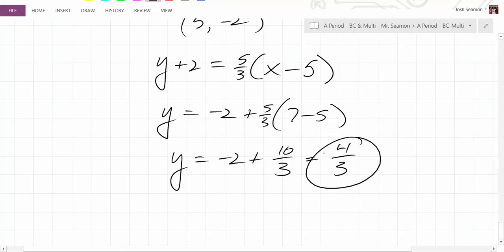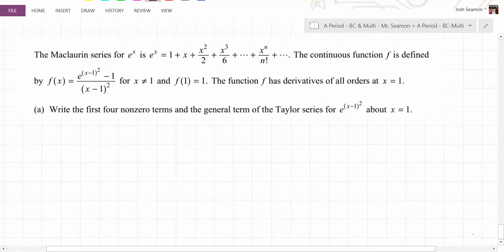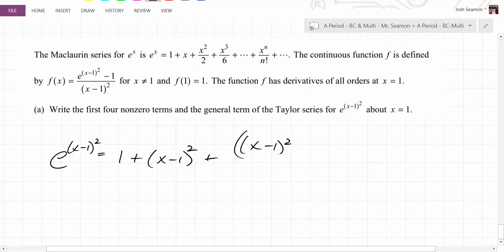We know that that value has to be the lowest, has to be the lower bound, because everything is above it. Just to clear up a few things. Substitute. So what do you end up with? So e to the x minus 1 squared is going to be what? 1 plus x minus 1 squared, plus (x minus 1 squared) squared over 2, plus.